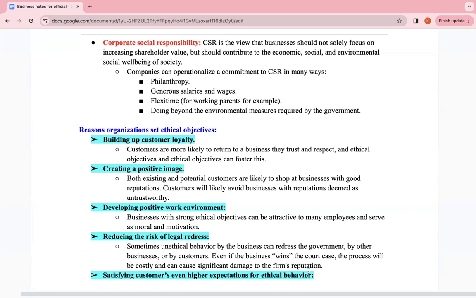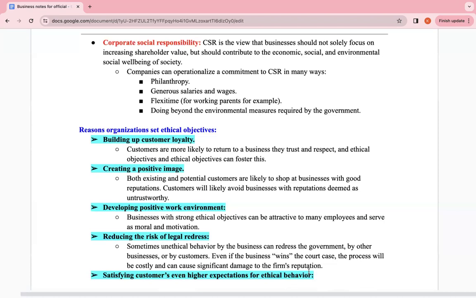Companies can operationalize a commitment to CSR in many ways. So they can do this through philanthropy, generous salaries and wages for their workers, flexi time. So basically, flexi time, we're going to be talking about it further throughout the syllabus in chapter 2. But basically, it's when the employees of a business have a specific time frame where they can work, which accommodates their needs, such as taking care of their children and whatnot. And then you also have doing beyond the environmental measures required by the government. So basically, they're doing beyond what's legally required by contributing positively to the environment. Maybe they're donating to charities which help the environment, or maybe they're planting trees, because many businesses actually do that. For every donation you make, there's a plant or something planted.